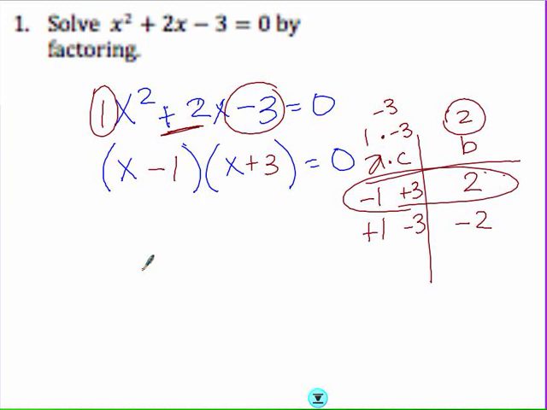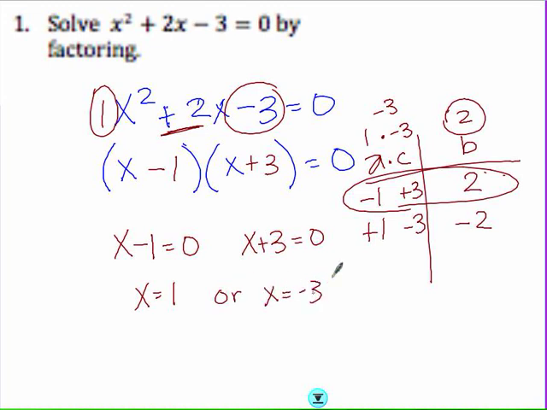Really, the two solutions to this are x minus 1 equals 0 or x plus 3 equals 0, which means that x should equal 1 or x should equal negative 3. So these should be the two solutions found by factoring.